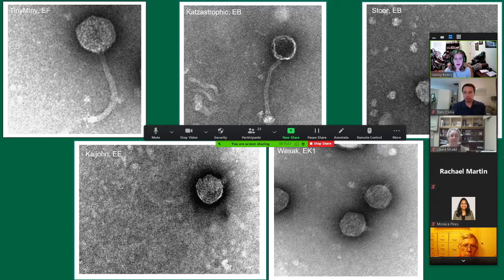purposes. And from our St. Leo viruses, we have the Cephuviridae and Podoviridae type bacteriophages, Cephuviridae being the contractile long-tailed phages as seen with tiny miny, catastrophic, and store, while the Podoviridae phage are the short-tailed viruses like Kaijan and Wessick.